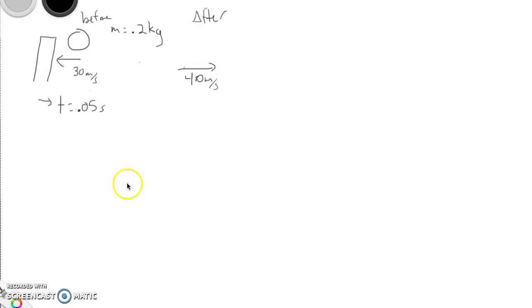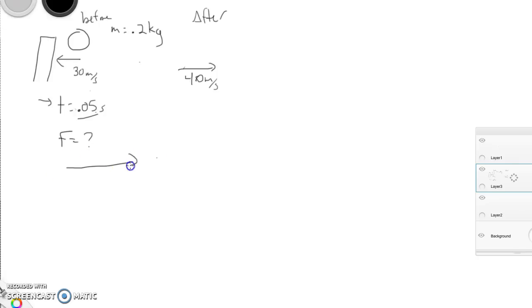So here's another example. In this case, we have a baseball. Let's say it's going 30 meters per second to the left here. Let's say it gets hit by a baseball bat. Let's say the collision lasts 0.05 seconds, and then afterwards it's going this way to the right. And so the question is, how much force does the bat exert on the baseball?